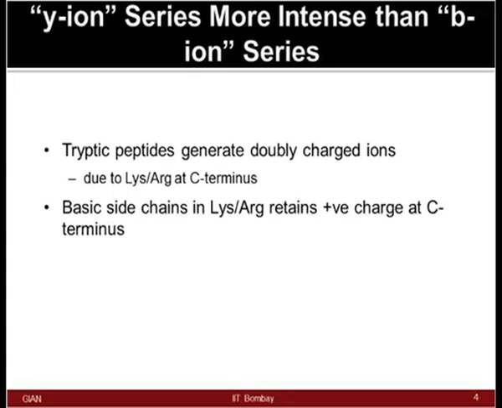The question is why the Y ion series is more intense than the B ions. If you look at the actual data, you will find that there are many Y ions that are red, whereas very few B ions are red. The main reason is the basic side chain, especially when you are doing trypsinization, where cleavage happens at the lysine and arginine residues. They generate the positive charge at the C terminus, which is part of your Y ion series, and therefore, because of this enzyme cleavage at arginine and lysine residues, you will have a much more intense Y ion series as compared to the B ions, right.